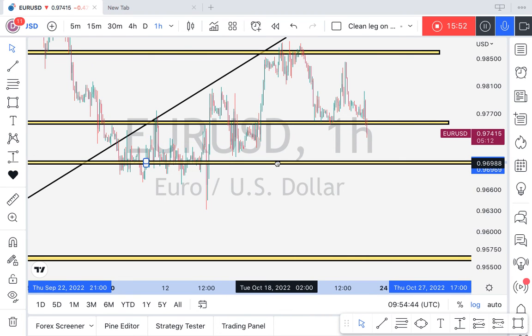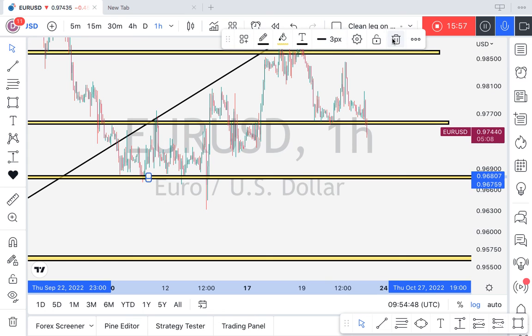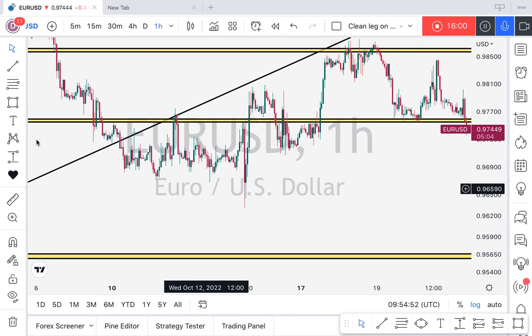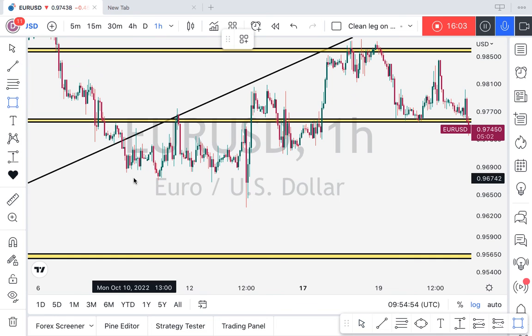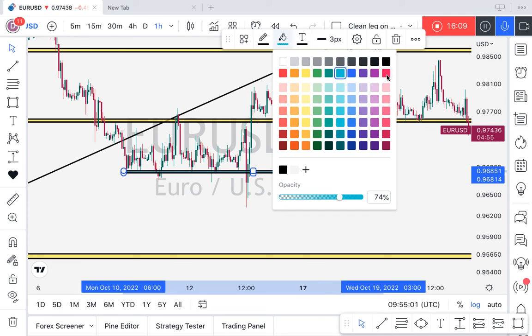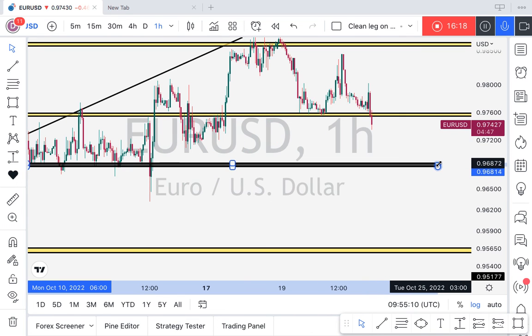Next level target. I don't like to have too many lines on my chart. That is the reason why all this is too colorful. But just understand that if you're taking this trade, this is the next level target on the euro. Let's go to black. So this is the next level target for the EUR/USD.